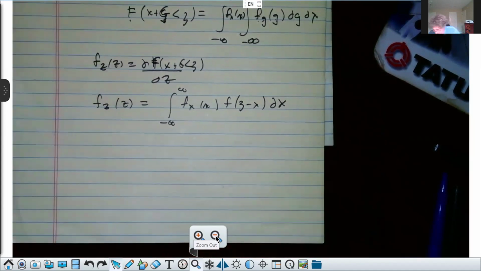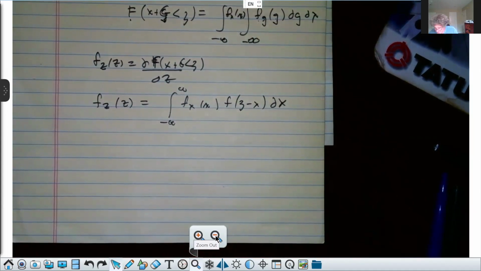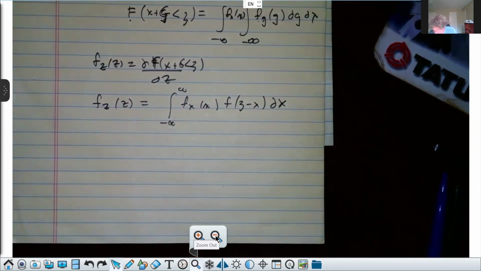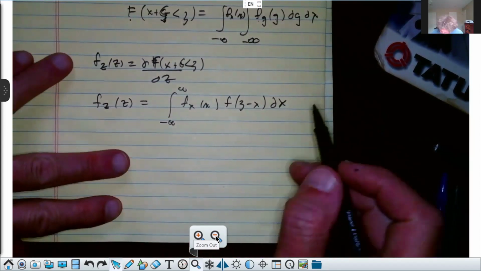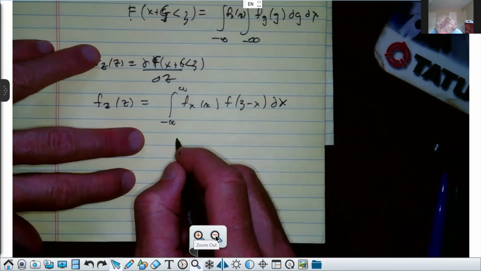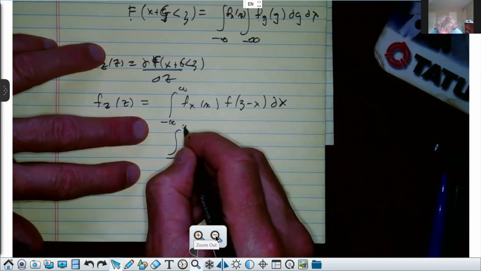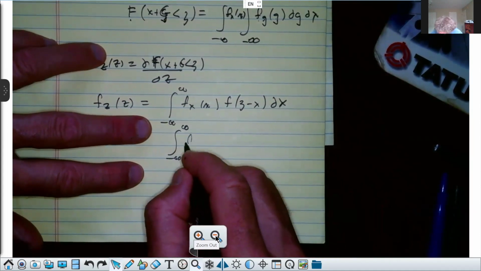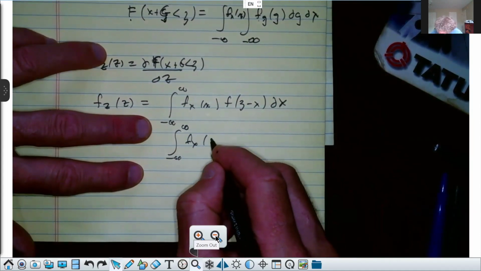Now, the reason I did that, and the only reason I did that, is that this is the exact formula for the convolution of two functions. You're used to seeing convolution as an integral from minus infinity to infinity of a dummy variable, f of x of, say, tau.